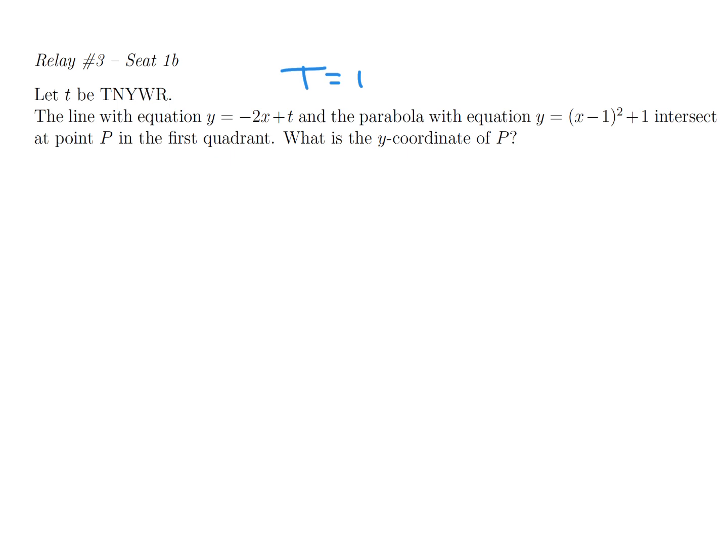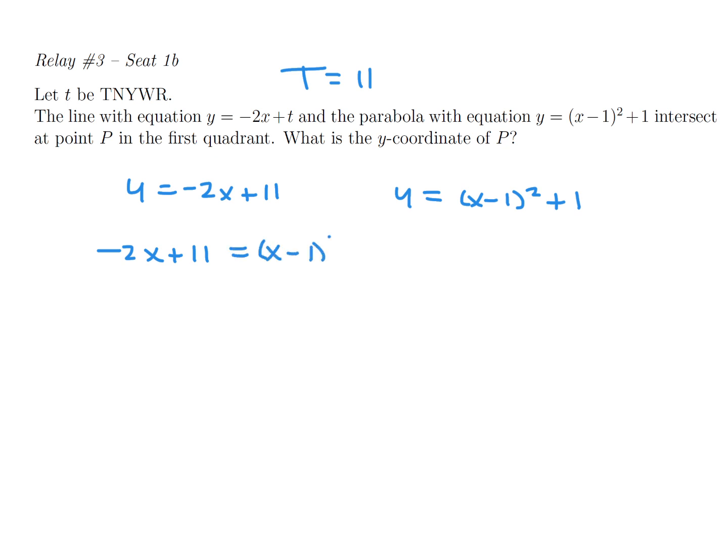T is 11. The line with the equation y is equal to minus 2x plus t and the parabola with the equation y is equal to x minus 1 squared plus 1 intersect at the point P in the first quadrant. What is the y coordinate? All right. So y is equal to minus 2x plus t, which would be that. Y is also equal to x minus 1 squared plus 1. So now let's set them equal to each other to get the intersection point like that.